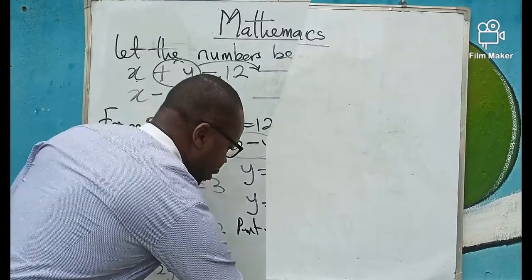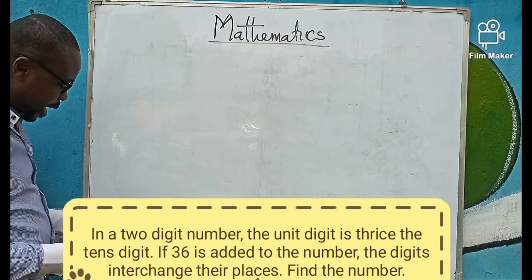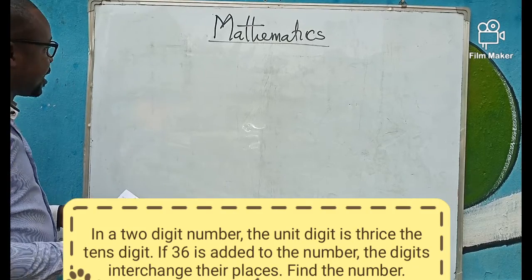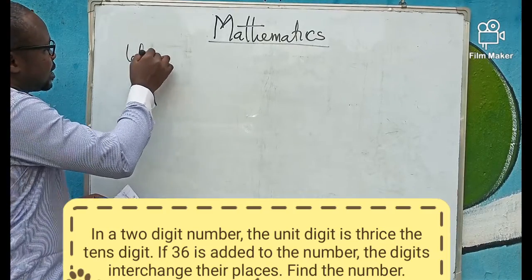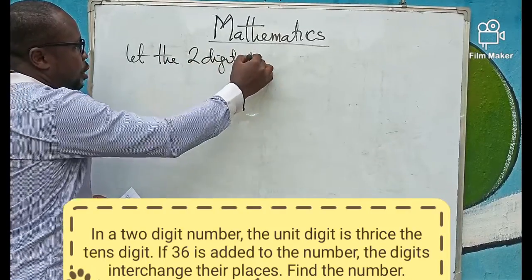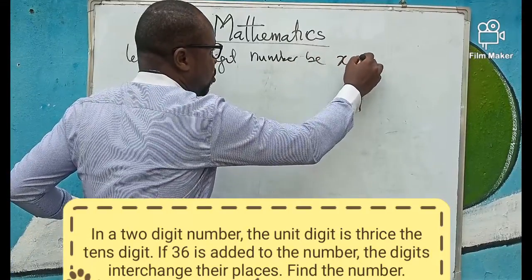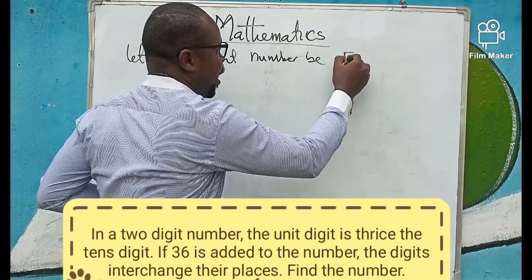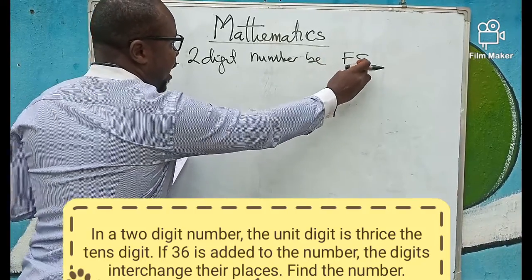Question number 2. In a two-digit number, the unit is thrice the tens digit. So the unit is thrice the tens digit. So let's assume that the two-digit number be what? X, Y. Or I can simply say let it be first, second. Remember, you can choose any value you want to. So let's say let it be FS.